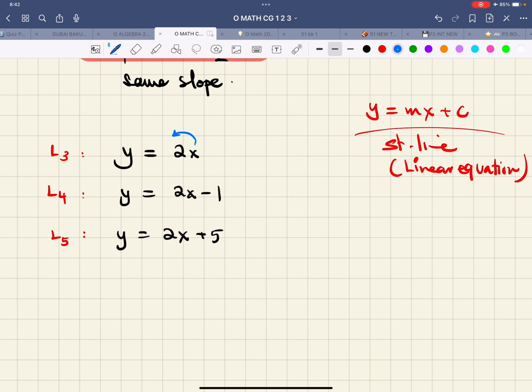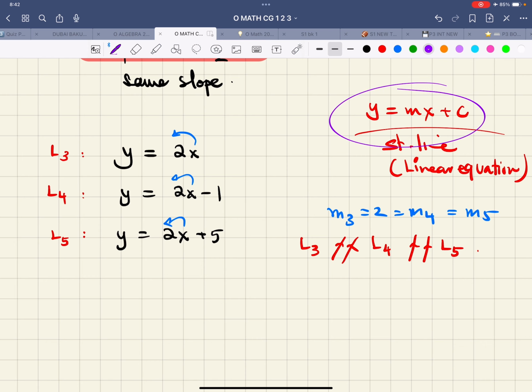The coefficient of x is 2, the coefficient of x is 2, the coefficient of x is 2. So therefore, let me first write the gradient. Gradient 3 is 2, so is gradient 4, so is gradient 5. Therefore, I'll say line 3 is parallel to line 4, which is parallel to line 5. That is how we will judge.